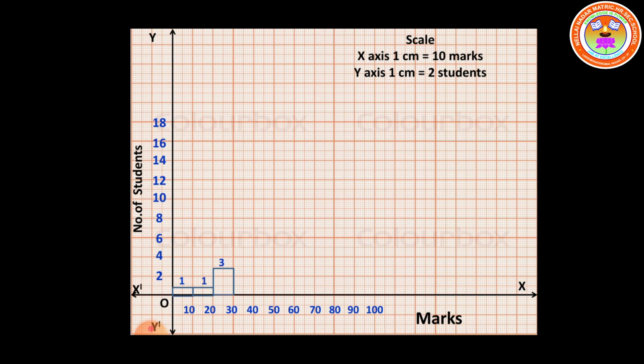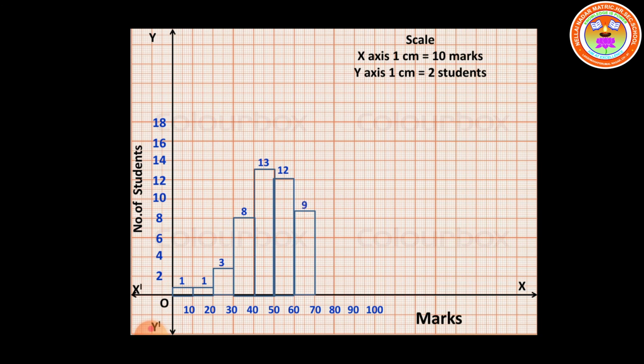Now, for the class interval 30 to 40, the frequency is 8, so draw a rectangle of height 8 and write the frequency as 8. For 40 to 50, we got the frequency 13, so draw a rectangle of height 13 and write the frequency as 13. For 50 to 60, the frequency is 12, so draw a rectangle of height 12 and write 12. For 60 to 70, the frequency is 9, so draw a rectangle of height 9 and write 9.